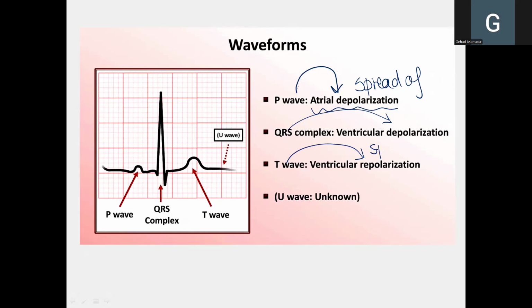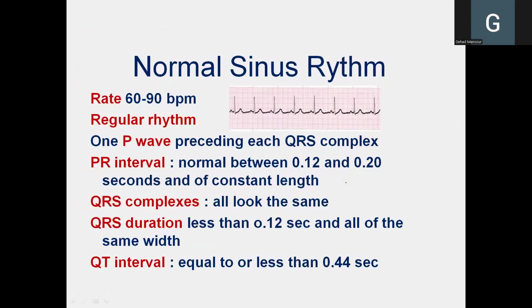We understand it more. That's why I'm insisting on saying spread of the wave of, because it's more understandable when we say that the T wave, for example, represents spread of the wave of repolarization over the ventricle. And sometimes there is a very small U wave after the T wave. We don't see it frequently, and scientists or medical doctors do not know until now what this wave represents.